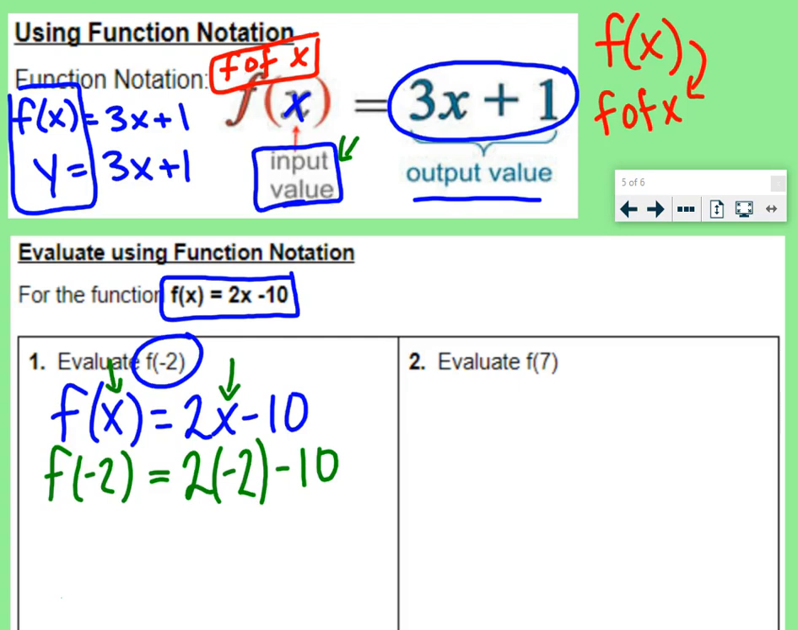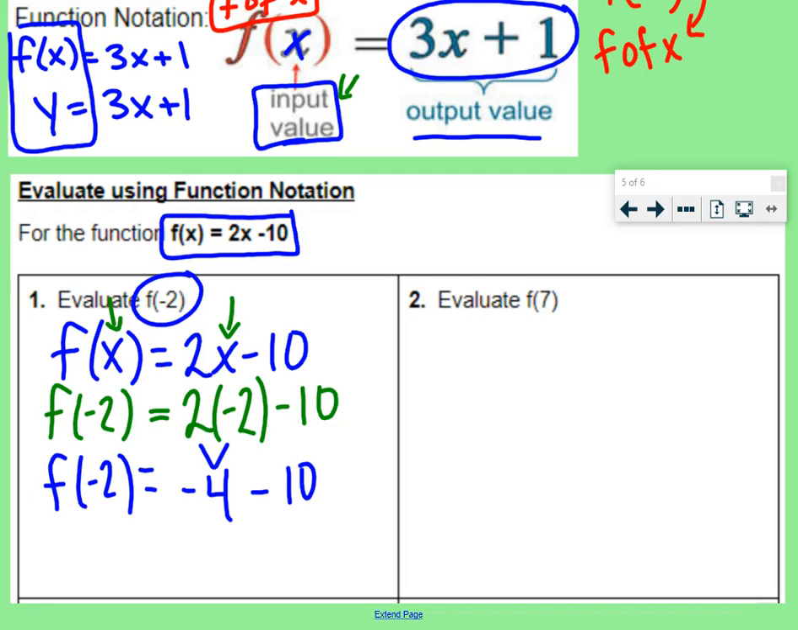So then as we solve this, we can say f of negative 2 is equal to whatever this value is, which is going to be 2 times negative 2, which is negative 4, minus 10. Negative 4 minus 10 is negative 14. So f of negative 2 is equal to negative 14. So that means when we put negative 2 into our function, we get negative 14 out of our function. Just that one value.